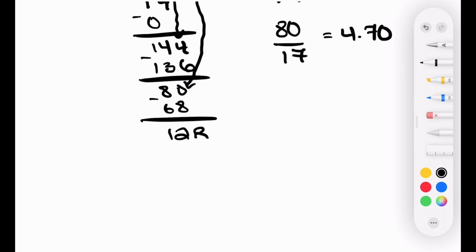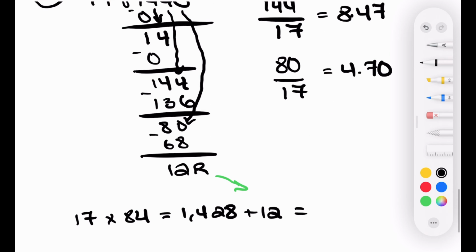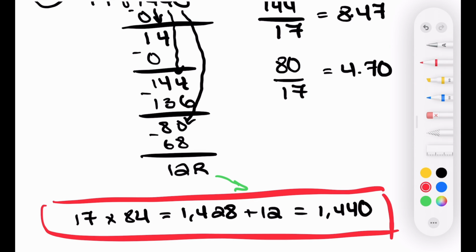And to confirm too, we say 17, which is our divisor, times our quotient of 84. That's going to be equal to 1,428. And thus our remainder, if we add this on to the end, plus 12, we're going to get our dividend, which is 1440. And thus we've confirmed our solution is correct with that remainder of 12.